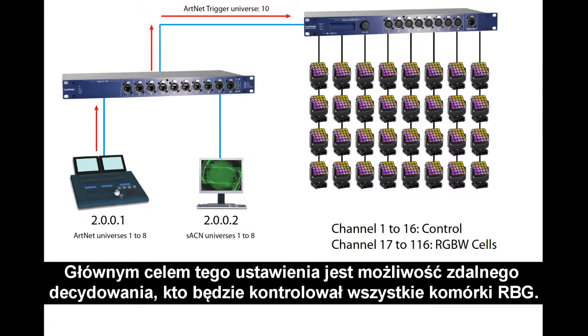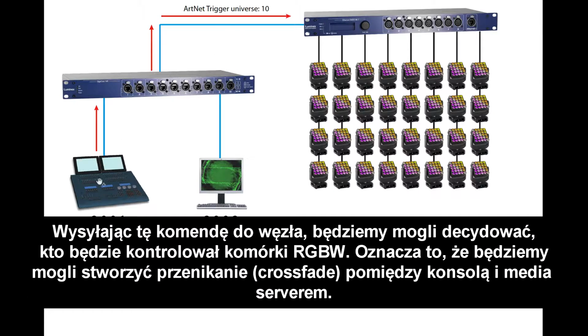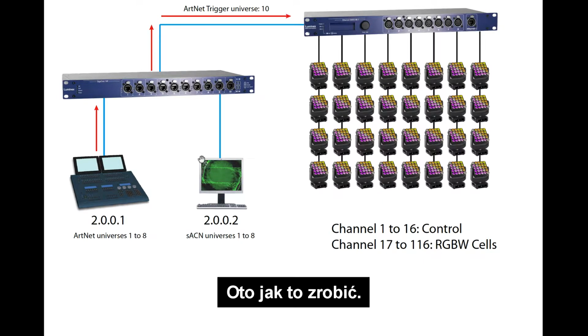The main goal of this setup is to be able to control remotely who is in control of all the RGBW cells. In the console, we will patch a specific channel called the trigger channel on a specific universe called the trigger universe, in our example ArtNet Universe 10. By sending this command to the node, we will be able to select who will be in control of the RGBW cells, which means we will be able to create a crossfade between the console and the media server. This is how to do it.